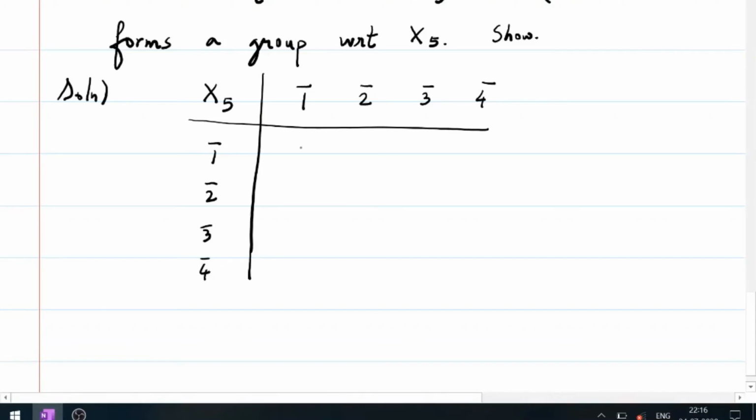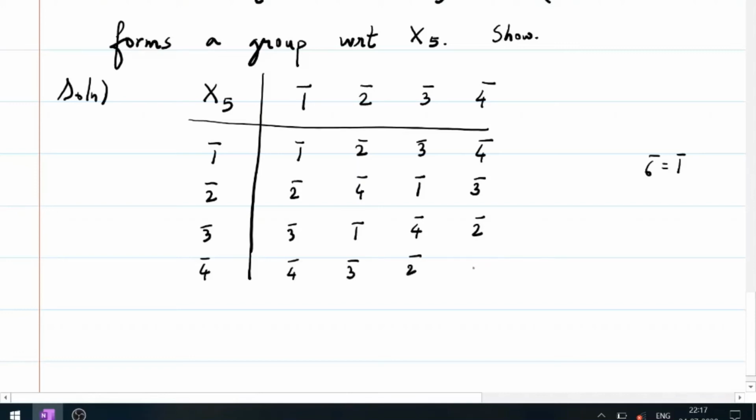So 1 bar into 1 bar is 1 bar. I'm going a little fast now. 2 bar, 3 bar, 4 bar. 2 multiplied by 1 is 2 bar, 2 times 2 is 4, 2 times 3 is 6, but 6 bar is 1 bar in Z5. So this will be 1 bar, 2 times 4 is 8, so modulo 5 is 3 bar. 3 times 2 is 6, which is 1 bar, 3 times 3 is 9 which is 4 bar, 3 times 4 is 12 which is 2 bar. Then 4 bar, 3 bar, 4 times 3 is 12 which is 2 bar, and 4 times 4 is 16 which is 1 bar.